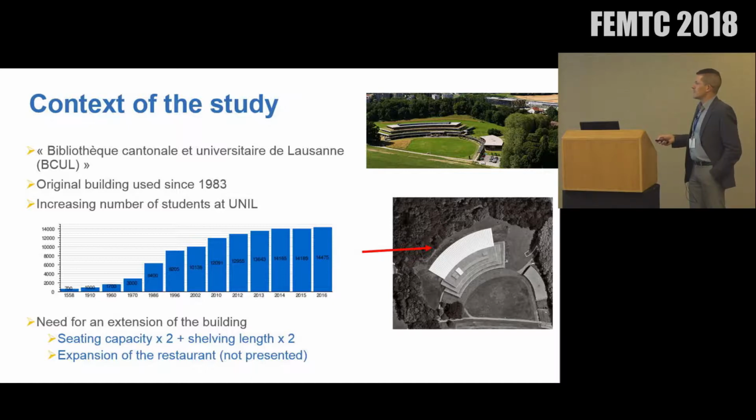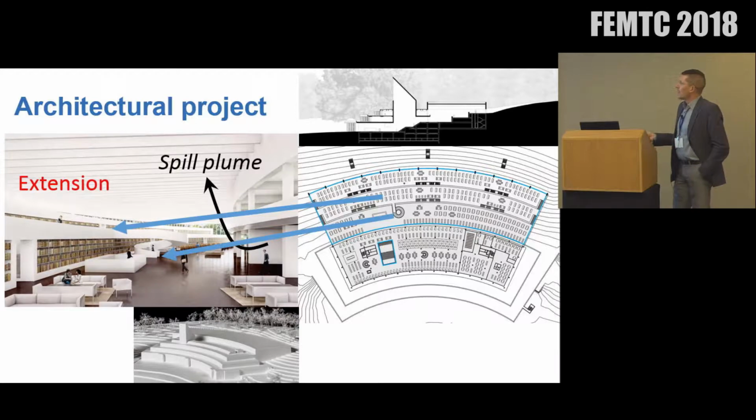And now in 2018, you can see that the increase of students is quite huge, so the university needed to expand its facility. The project consists in adding a big space beneath the existing one. So this is the roof plan of the existing library, and beneath the library we create another library.